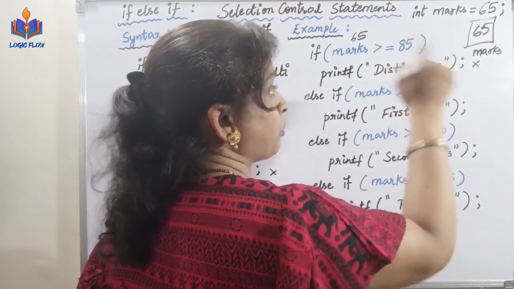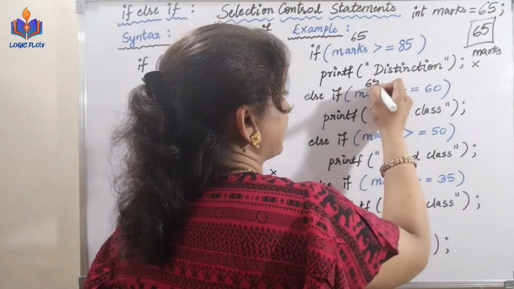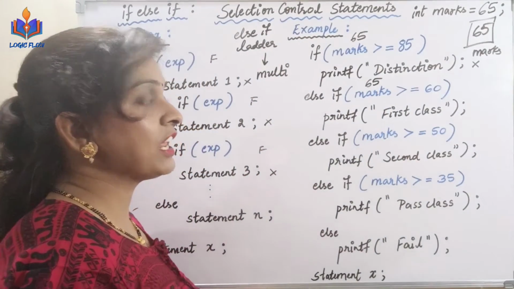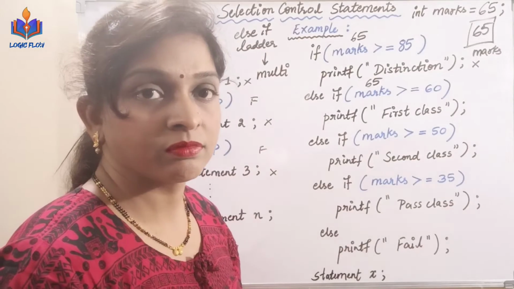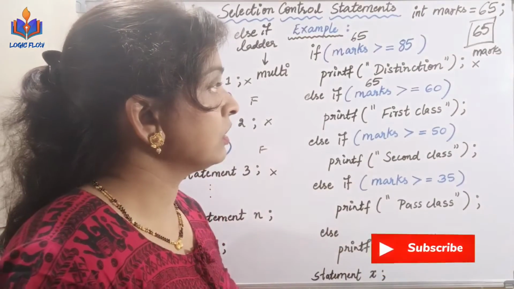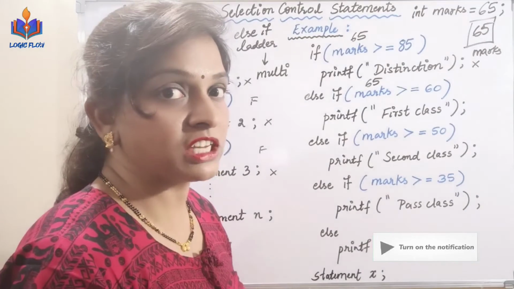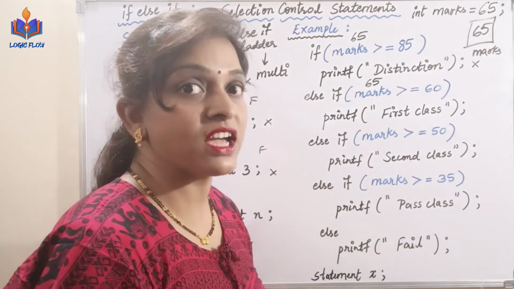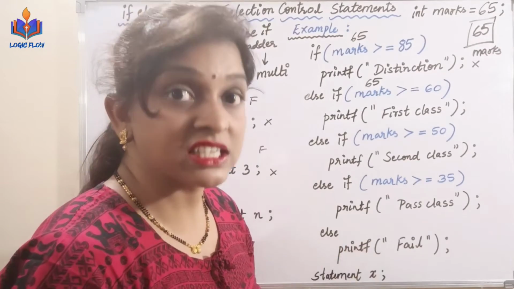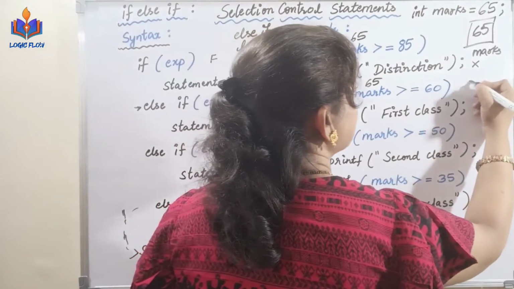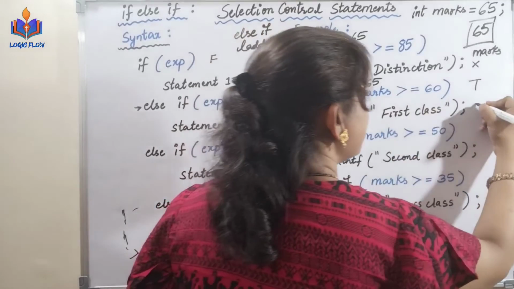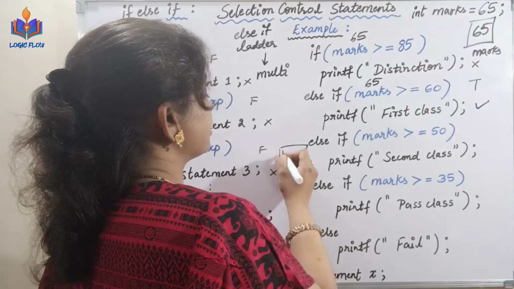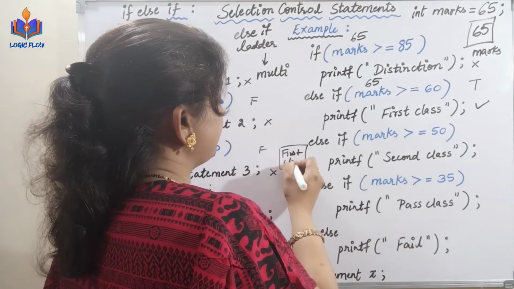Now my value in marks is 65. Is 65 greater than or equal to 60? Here it is above 60. Right? So 65 is greater. Yes, 65 is greater than 60. The condition evaluated as true. Then this immediate statement gets executed. I get the output message as first class. My result will be first class.